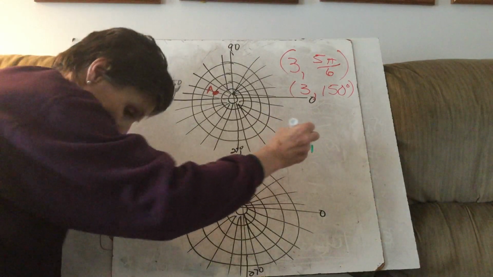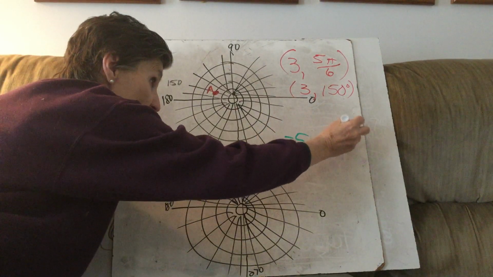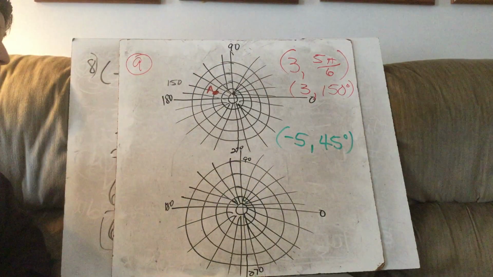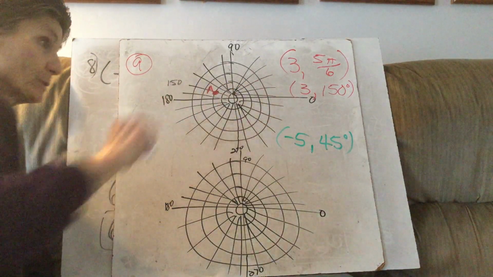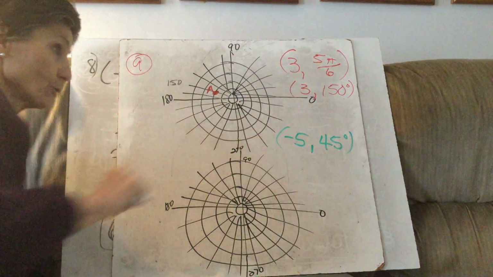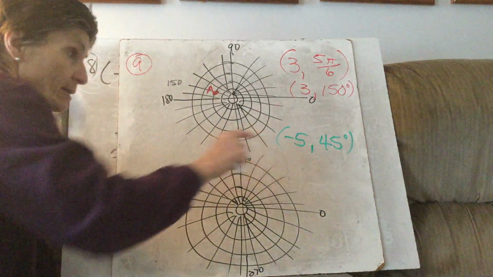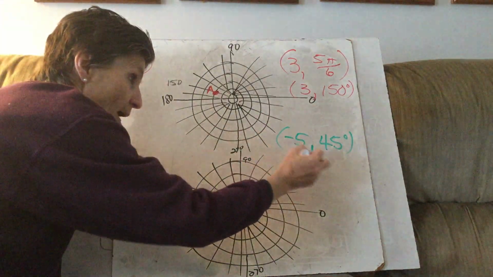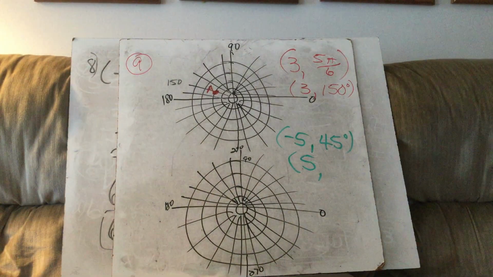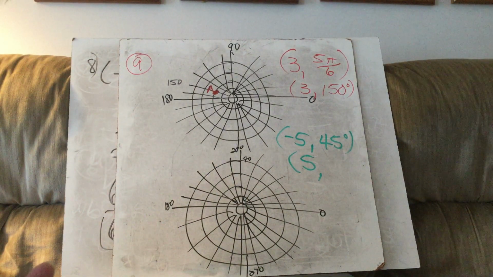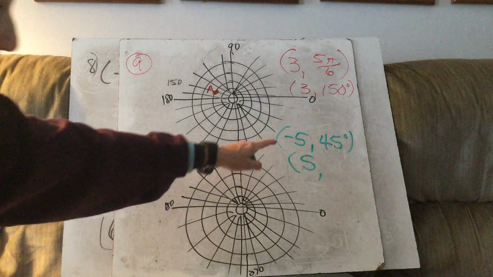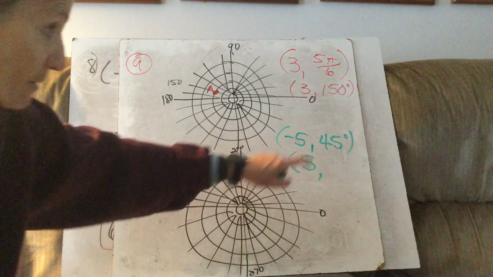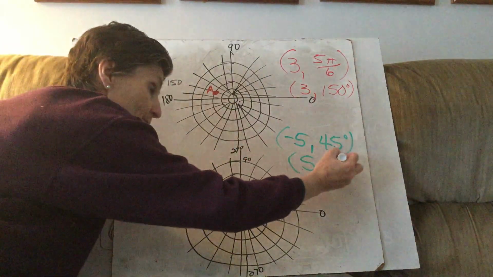Negative 5, 45. This is B. Now that's a problem because you can't have a negative radius. Remember, that first number tells you which circle to get on. Well, you can't get on a negative circle, so we're going to have to change that to a positive 5. And remember, this is a wonderful note to take. Write it out in words so that you remember. When you change the sign on R, when you make that 5 positive, you add 180 to your angle.